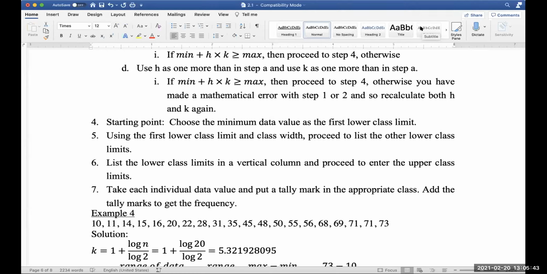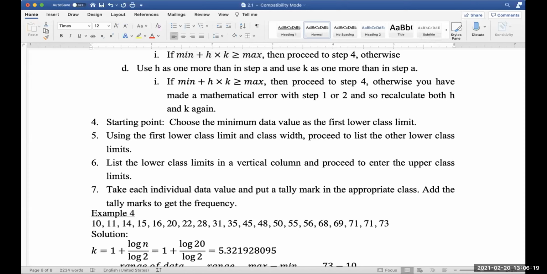Suppose you had numbers 0 to 20, and you had 2 classes. What should your class width be? If you want to split it into 2 classes, what should your class width be? Yeah, 10. Okay, and how did you figure that out? You said, well, I took 20, divided it by 2, and got 10. Okay, so let's do the same thing here.